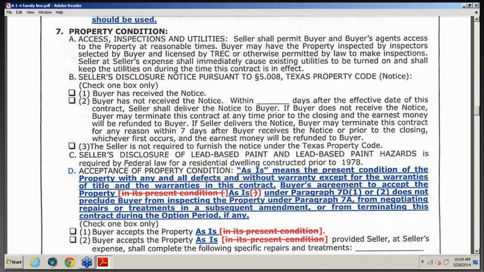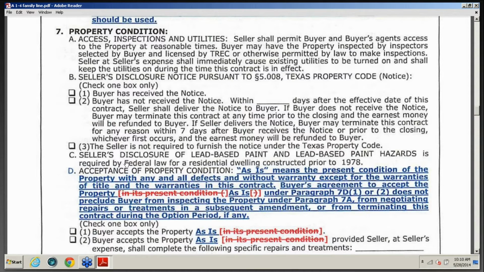But just to let you know, in paragraph D it says, "As is" means the present condition of the property with any and all defects and without warranty, except for the warranties of title and the warranties in the contract. The buyer's agreement to accept the property as is under paragraph 7D1 or 2 does not preclude the buyer from inspecting the property under paragraph 7A, from negotiating repairs or treatments in a subsequent amendment, or from terminating this contract during the option period, if any.